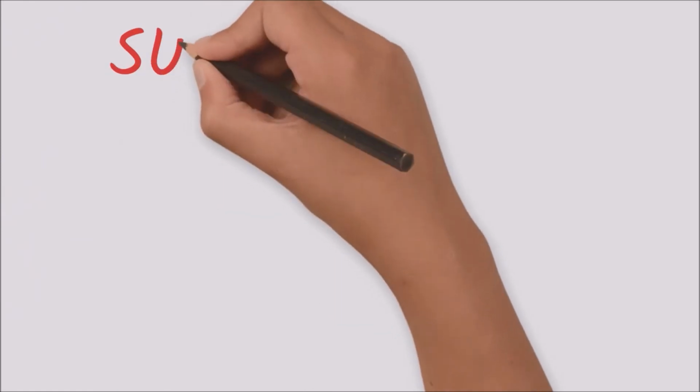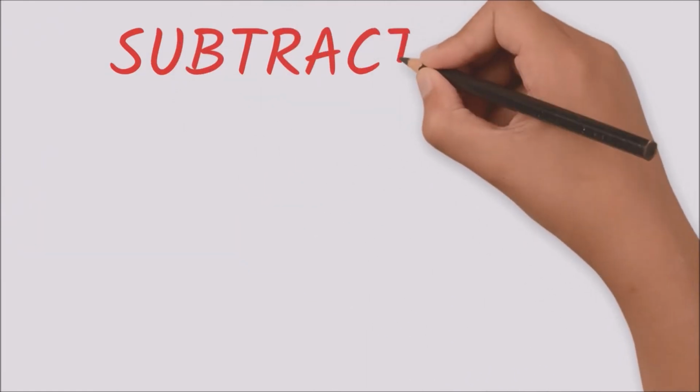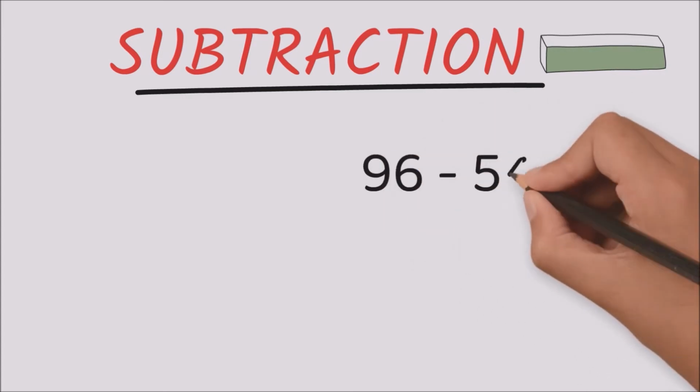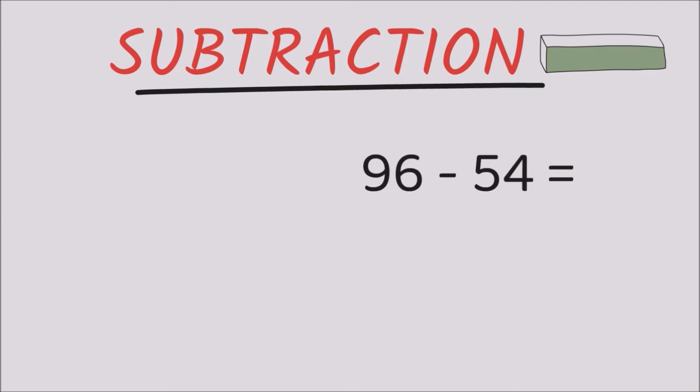Okay, let's move on to subtraction, and the steps are very similar. First, we start with lining the numbers up by their place value. Then we subtract these groups starting from the right. Our first example is 96 minus 54. By lining the numbers up, we have.